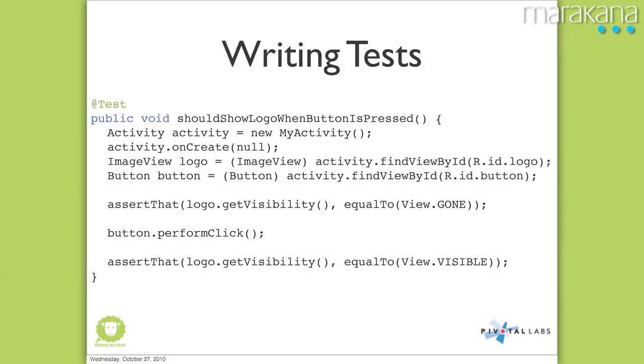And once you've got your JUnit test written, and you have Robolectric installed, you should be able to write a test that looks something like this. So let's take a minute and look at what's going on here. The first line, we're instantiating our activity, and if you were not running with Robolectric, you would have failed right there.